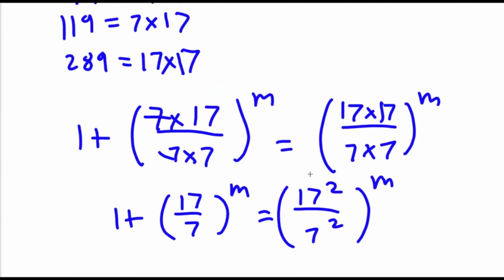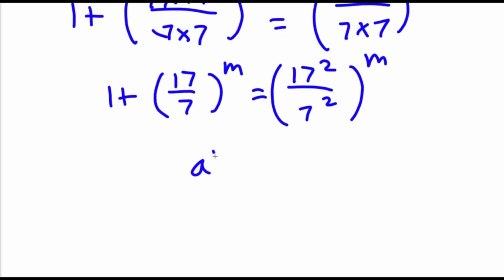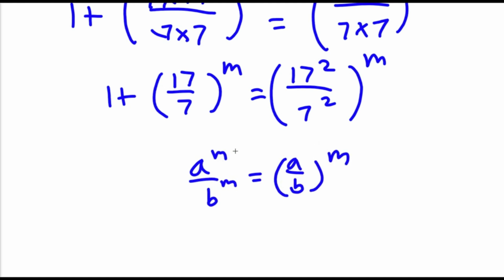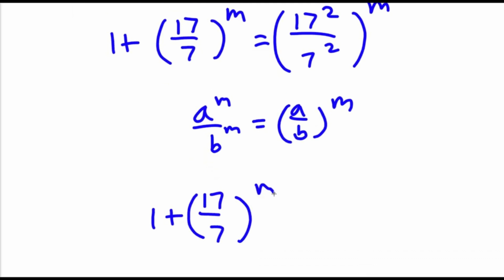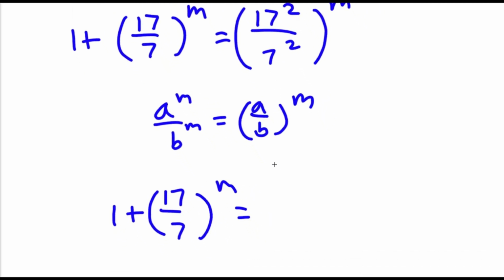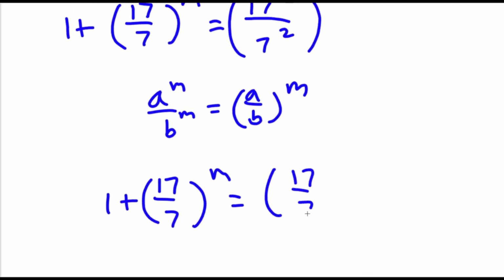Now remember, again, if I have something in the form a to the power of m over b to the power of m, this is equal to (a over b) to the power of m. So in this case, 17 squared over 7 squared is going to equal (17 over 7) squared, and I have this to the power of m.